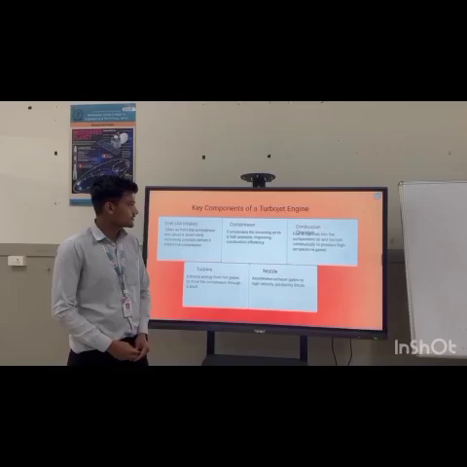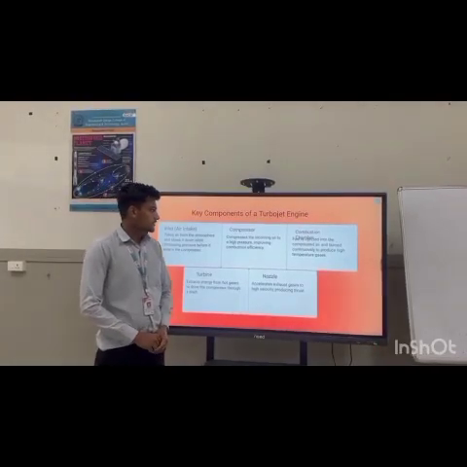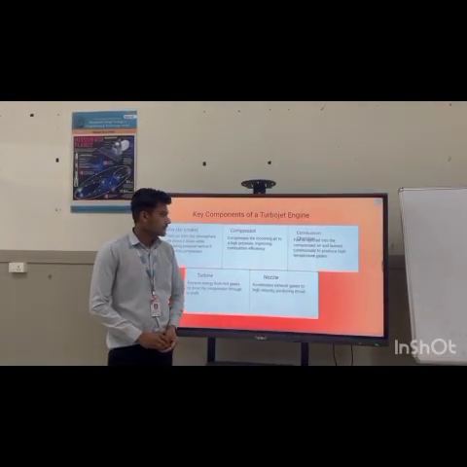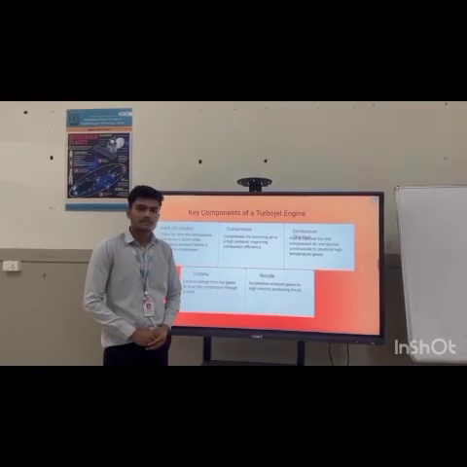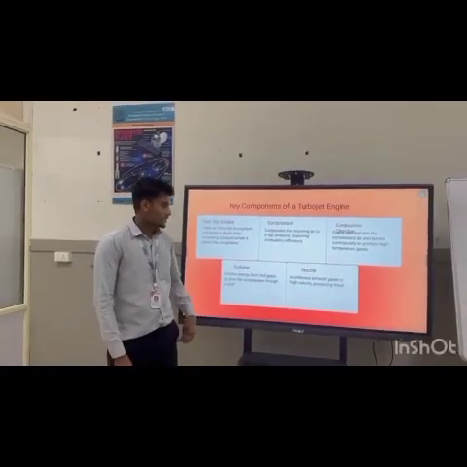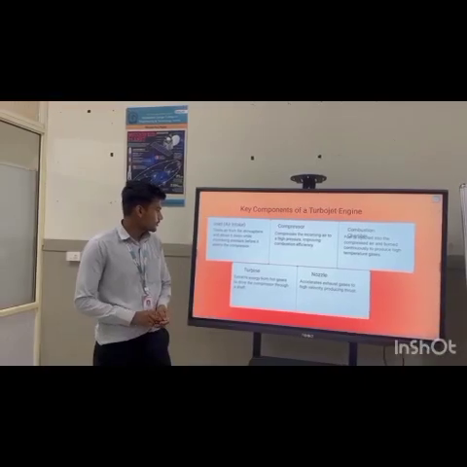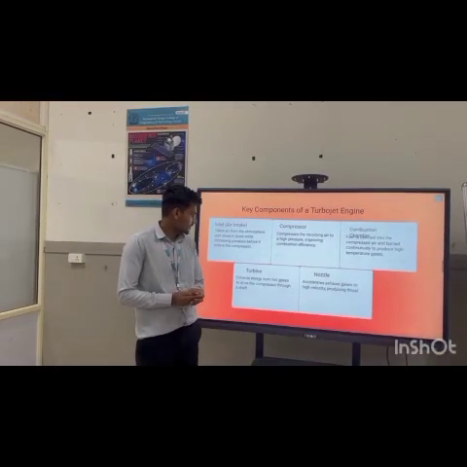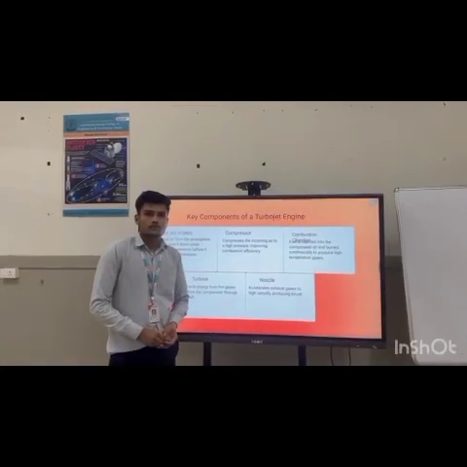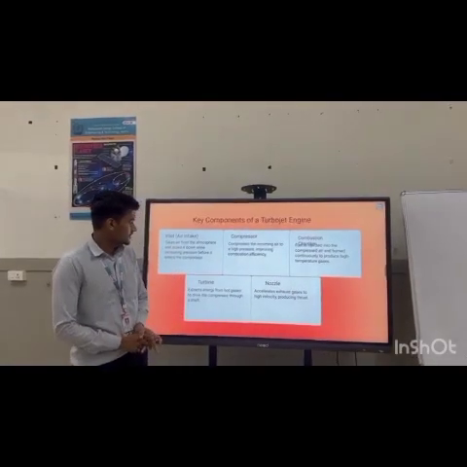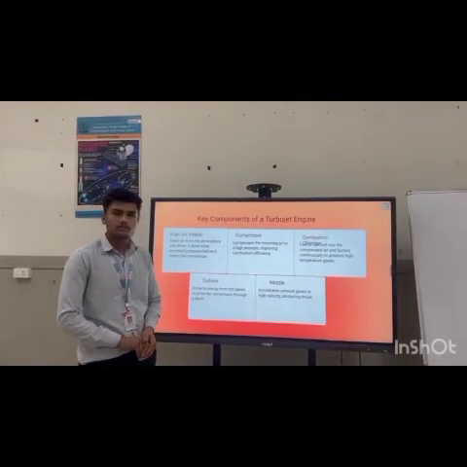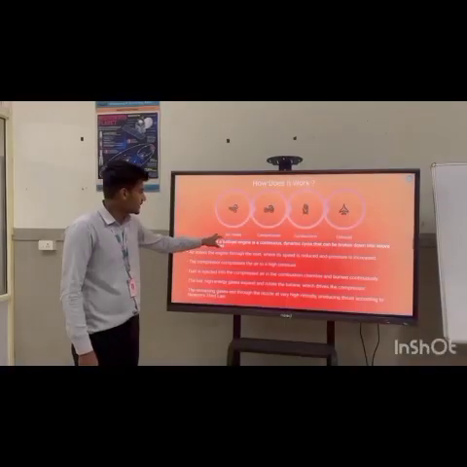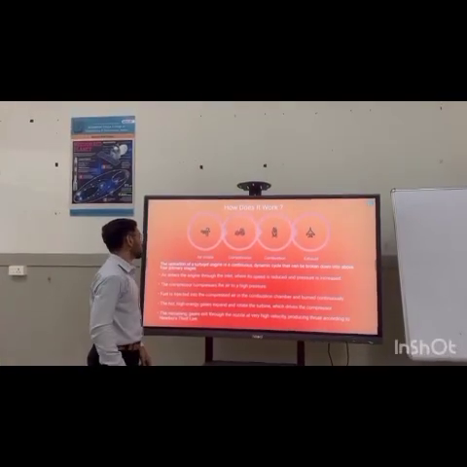In the combustion chamber, fuel is injected into the compressed air and burned continuously to produce high temperature gases. Fourth is the turbine. It extracts energy from the hot gases and drives the compressor through the shaft. Fifth is the nozzle. The nozzle accelerates the exhaust gases to high velocity, producing thrust. Here is the working of the turbojet engine.